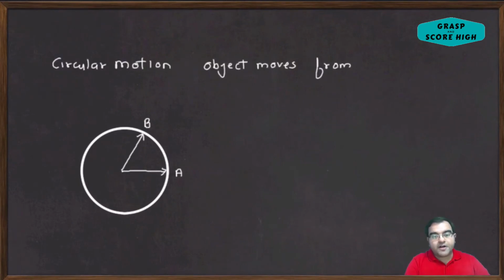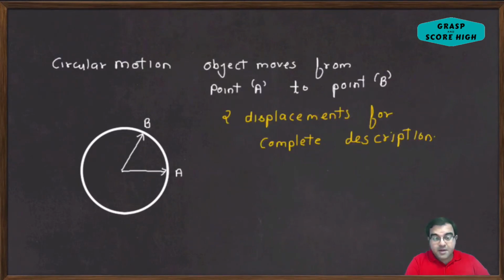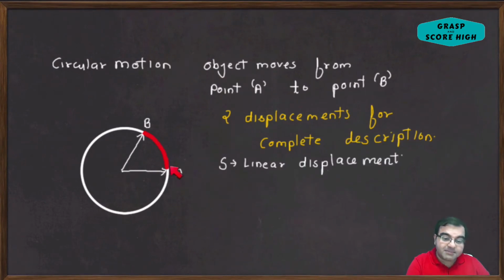So two things are important for you to understand here. Point number one, you need 2 displacements for complete description of this motion. When your car is moving from A to B in a circle, you need 2 displacements. The first thing is the actual distance traveled from A to B. Can you see that in red? This displacement from A to B is called linear displacement, and the symbol for that is S.